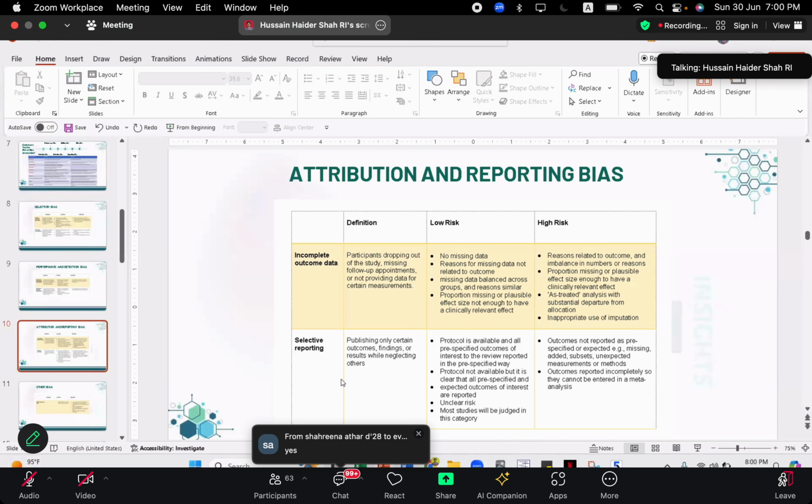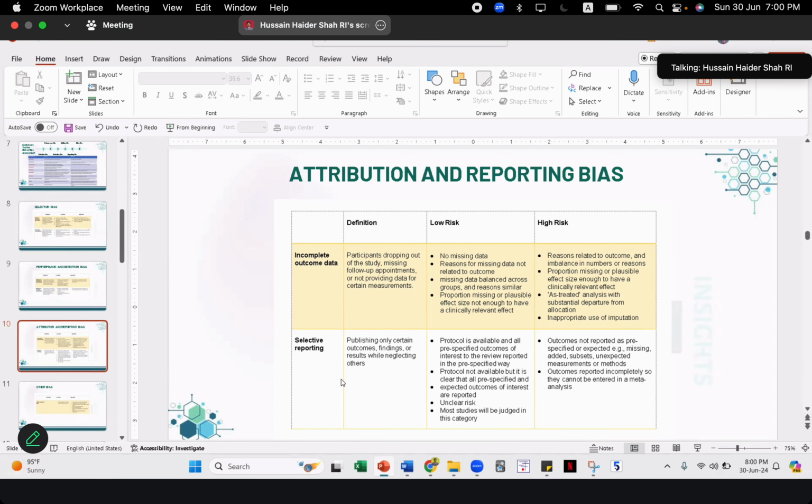Again, selective reporting. If the authors are doing selective reporting, publishing only certain outcomes or findings while neglecting any other outcome, for example, this will create high risk.